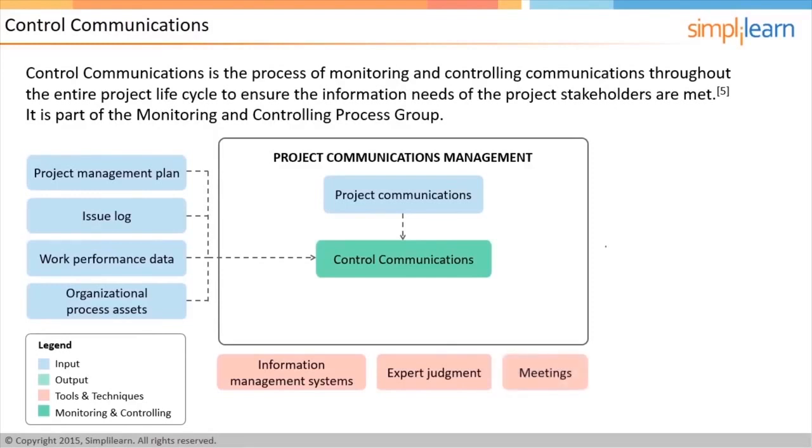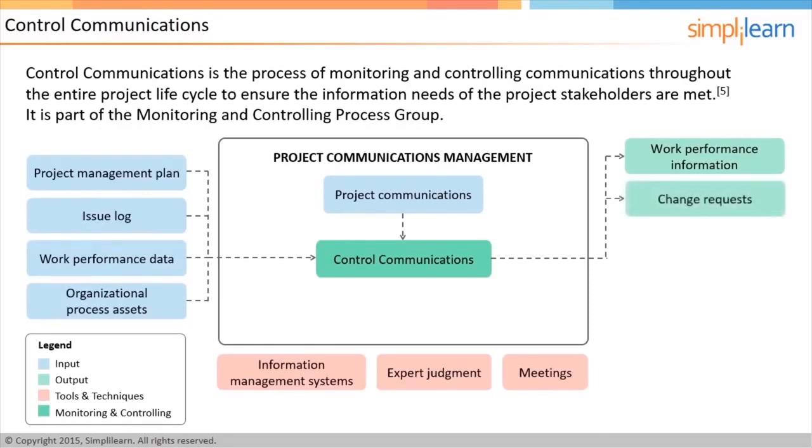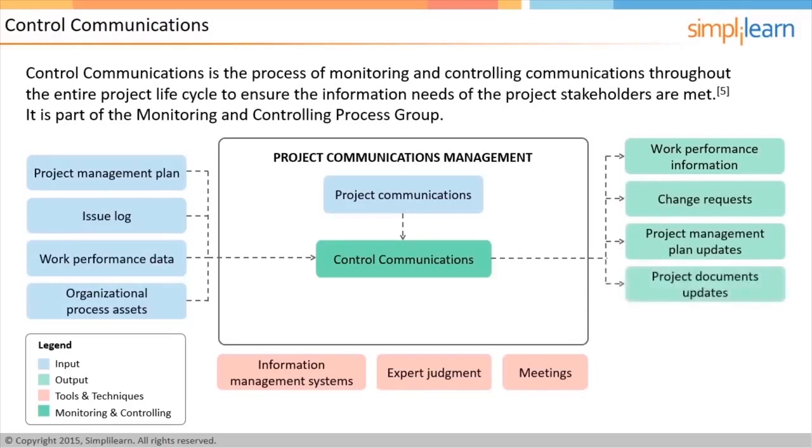Several meetings may be needed to ensure the efficiency and efficacy of the communications. The major output of this process is the work performance information, which indicates that the work performance data has been analyzed, interpreted, and presented in an easily comprehensible form. This process may also give rise to change requests, updates to the project management plan, project documents, and organizational process assets. In the next screen, let us look into a business scenario to understand this concept better.